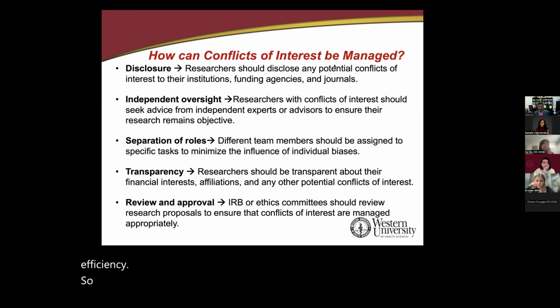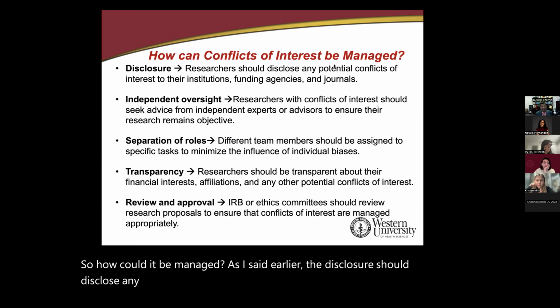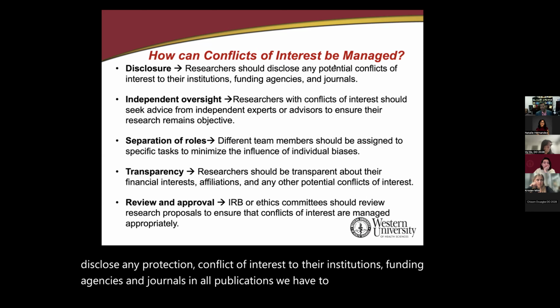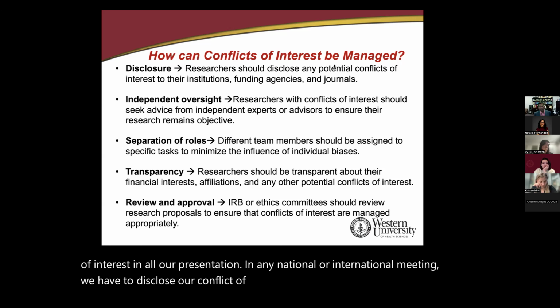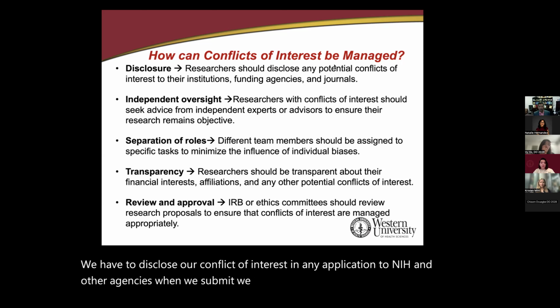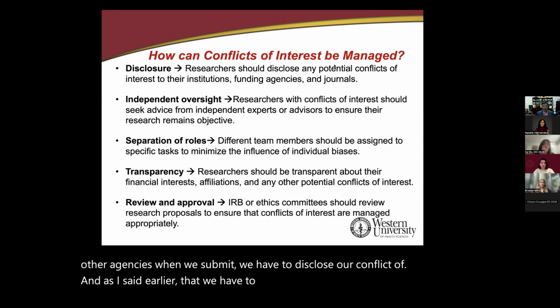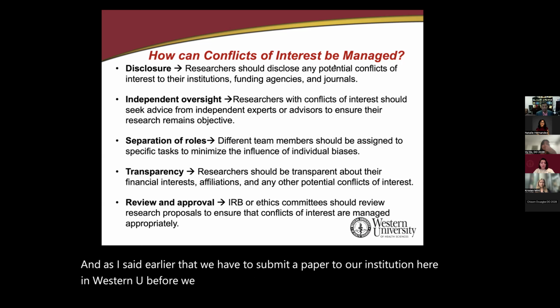So how could it be managed? As I said earlier, researchers should disclose any potential conflict of interest to their institutions, funding agencies, and journals. In all publications, we have to disclose our conflict of interest. In all our presentations in any national or international meeting, we have to disclose our conflict of interest. In any application to NIH and other agencies, when we submit, we have to disclose our conflict of interest. And as I said earlier, we have to submit a paper to our institution here at Western U before we start any new project.